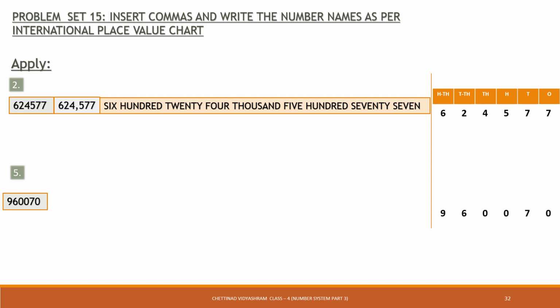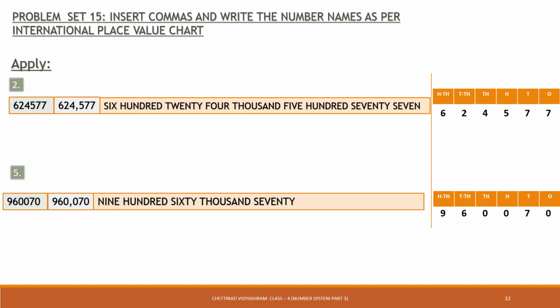Let us do the next sum, fifth sum. 960070. As usual, write the places on top of it, which is ones, tens, 100, 1000, 10,000, 100,000. We have to mark comma after every 3 digits starting from right hand side. So you will be getting a comma between 0 and 0, which is 960,070. How will you read this number? 960,070. So the number name for this is 960,070.